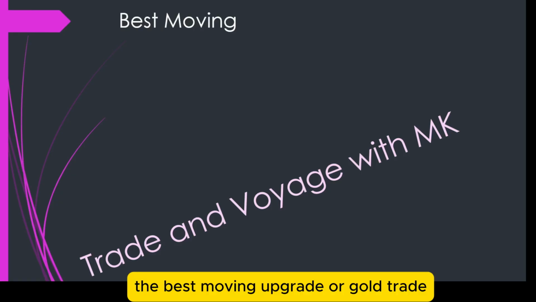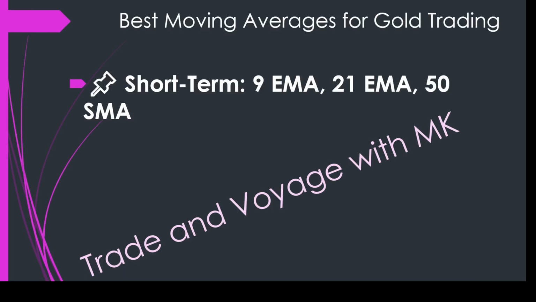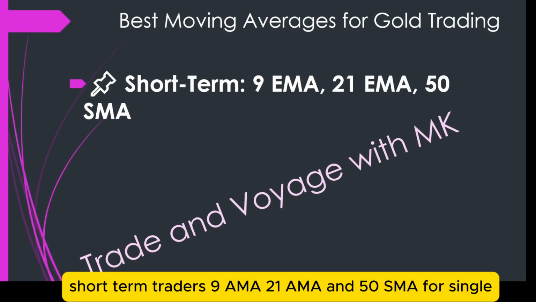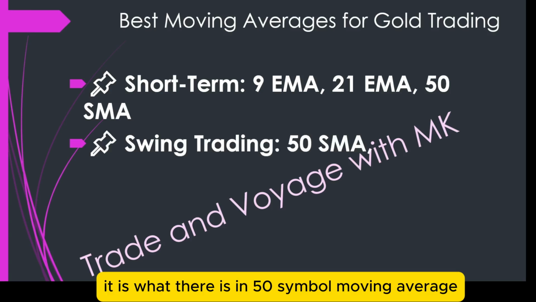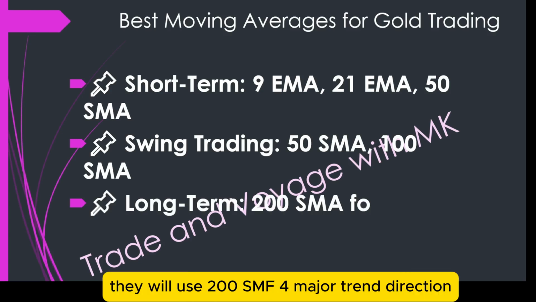The best moving average for gold trading. Choosing the right moving average period is key. Commonly used moving averages for short-term traders are 9 EMA, 21 EMA and 50 SMA. Swing traders use the 50 simple moving average and 100 SMA. Long-term traders use the 200 SMA for major trend direction.